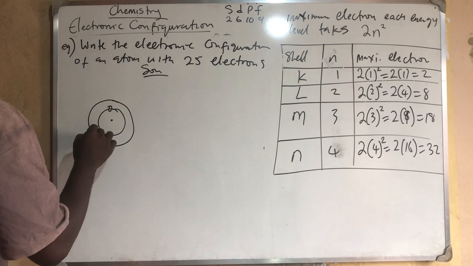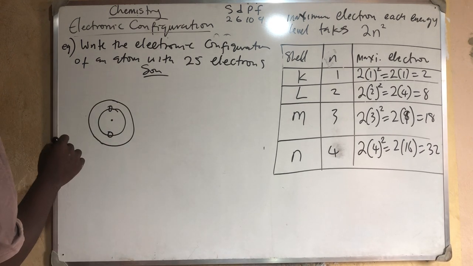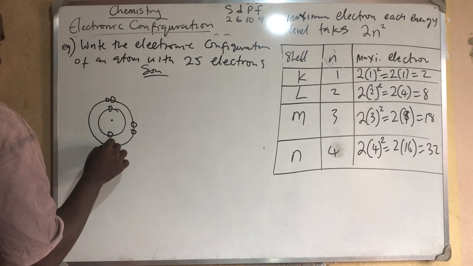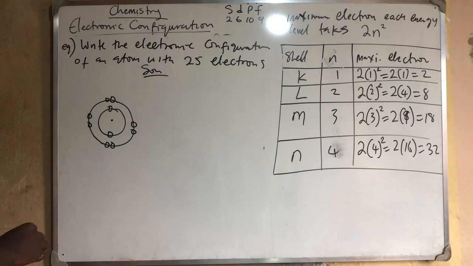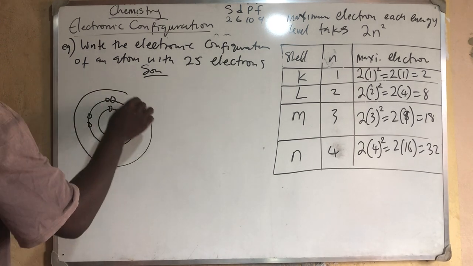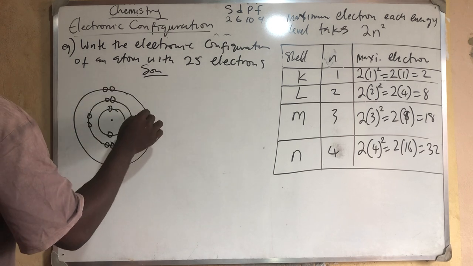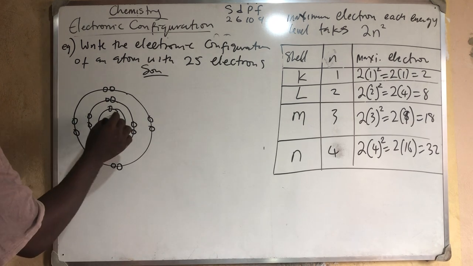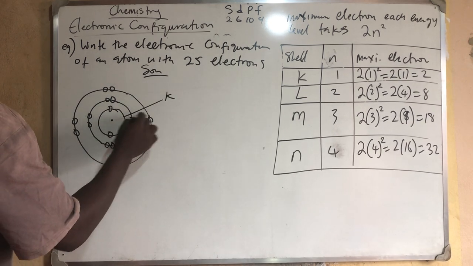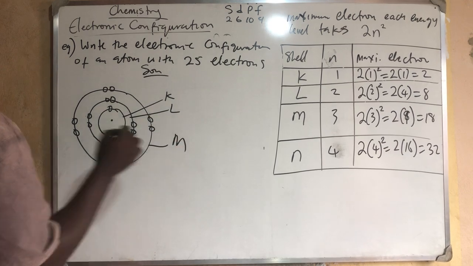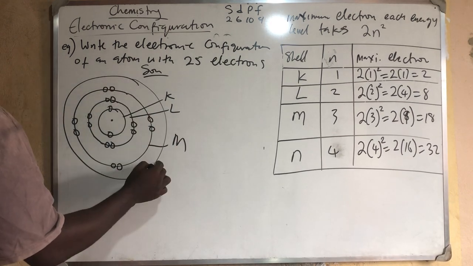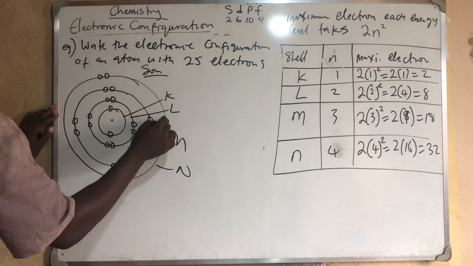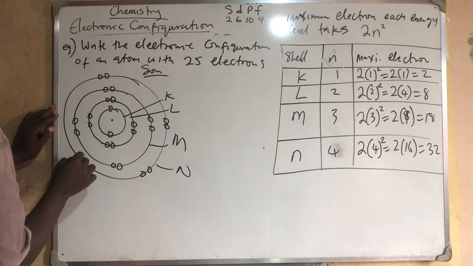You move to the next one. It's filled. Remember, you must fill from the inside, then you move outside. So I have 3, 4, 5, 6, 7, 8, 9, 10. This one takes the maximum of 8. You go to the next one. The next one is what? 10, 11, 12, 13, 14, 15, 16, 17, 18. Don't forget that this is the K shell, the L shell, the M shell. So the next one we are moving to is the N shell, which takes 1, 2. So I have 18, 19, 20, 21, 22, 23, 24, 25.